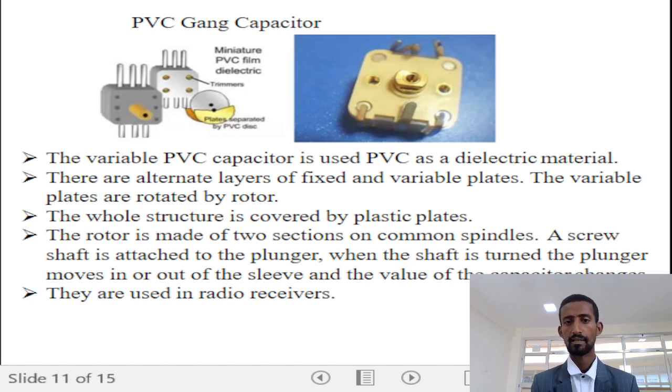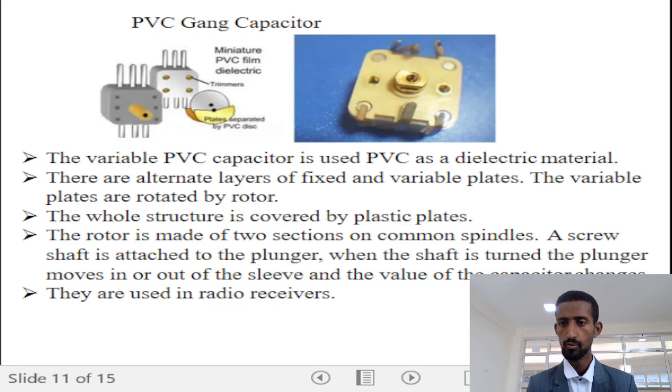The other type of variable capacitor is the PVC gang capacitor. The variable PVC capacitor uses PVC as a dielectric material. Since PVC is used as a dielectric material, it is called a PVC gang capacitor. There are alternate layers of fixed and variable plates. The variable plates are rotated by the rotor. Like the gang capacitor, the rotary part will rotate and it will manage the separation as well as the overlap area. The whole structure is covered by a plastic plate.